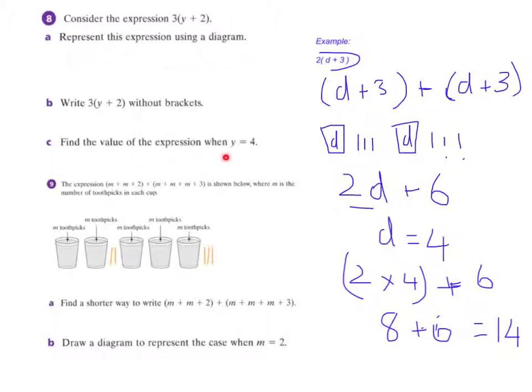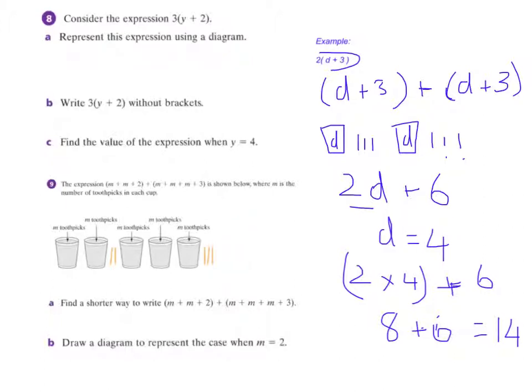Then if I want to find the expression when y equals 4, in this one I used a d, so d equals 4. So I'll put that in there. 2 times 4 is 8. Then I've got my plus 6 on the end. I put that in brackets because that's a pair, and we've got to remember that BODMAS, the multiplication is before that addition. And then we've got 8 plus 6 equals 14. So you should be able to do this one as well.